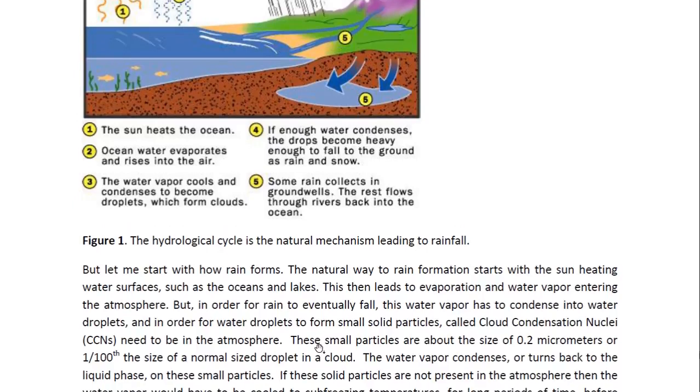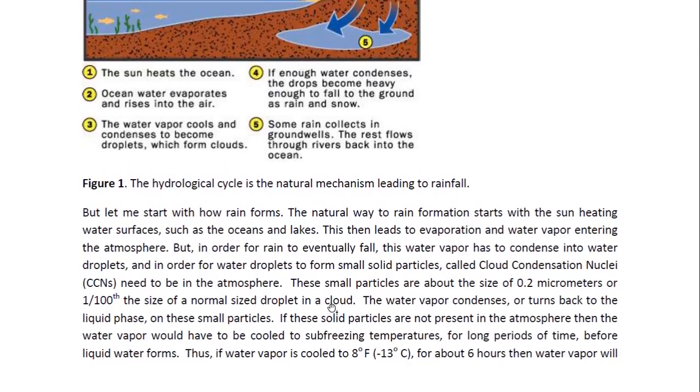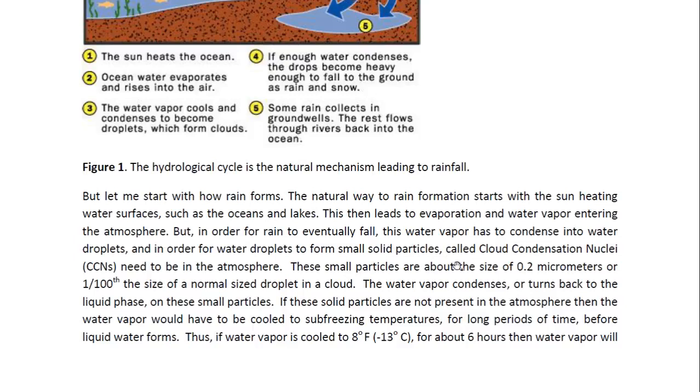But something else needs to occur, and that is that water vapor has to condense and form water droplets. And the best way to do that is to have a solid surface, because in order for water vapor to condense back into the liquid phase, it needs to be attached to a solid surface. What then causes these droplets to form are small solid particles in the atmosphere, and these are called cloud condensation nuclei, or CCNs. These CCNs are very small particles, usually with a diameter of about 0.2 micrometers, or 1/100th the size of a normal sized droplet in a cloud.